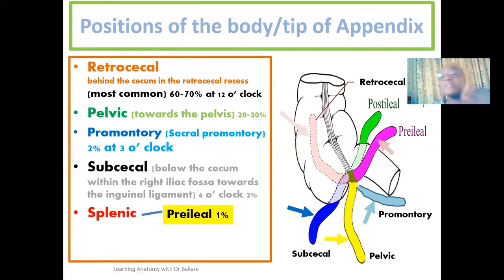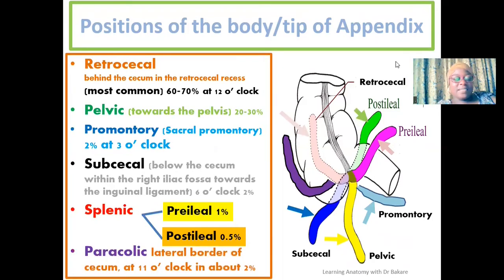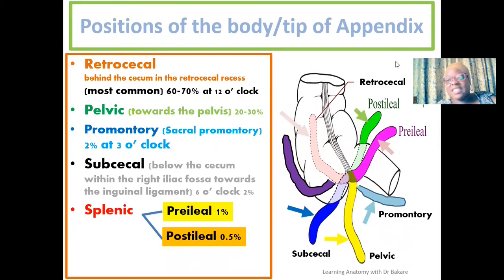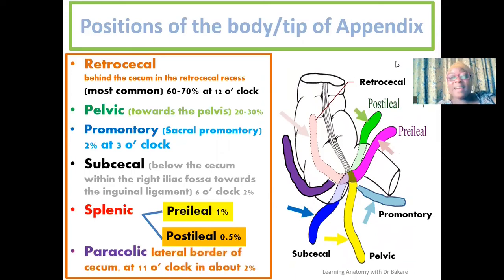The second type of splenic appendix is the post-ileal appendix, and this is the post-ileal appendix. The post-ileal appendix, of course, from the name, is located behind the ileum, and this is what is also presented here in green. So let's look at the next position that the appendix can also take around the cecum. And this is the paracolic appendix or paracecal appendix. And this is located at the lateral border of the cecum. This is where it is highlighted here in purple.